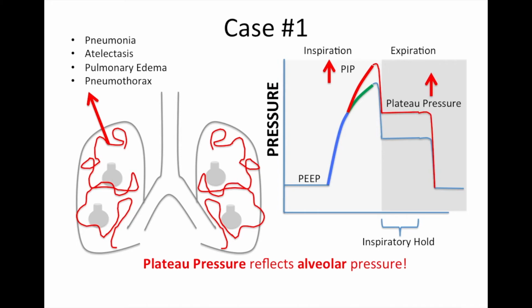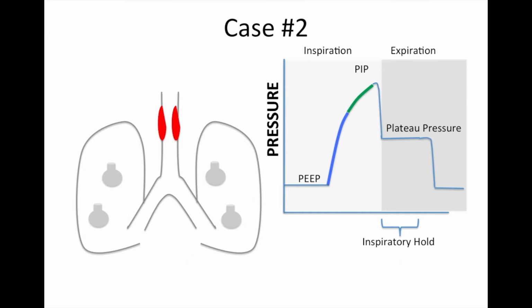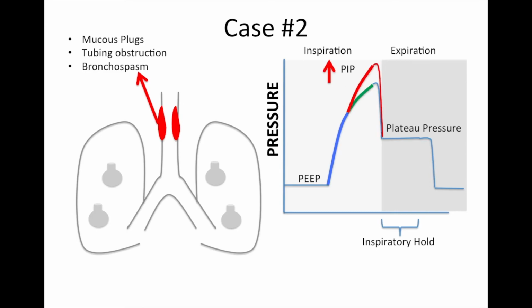In the second case, there is an issue in the airways. This could be mucus plugging, a tubing obstruction like the patient biting the ET tube, or bronchospasm that we see in asthma. Since there is increased resistance in the airways, we expect higher PIPs. But since plateau pressure reflects alveolar pressure and our issue is in the airways, plateau pressure should stay the same.